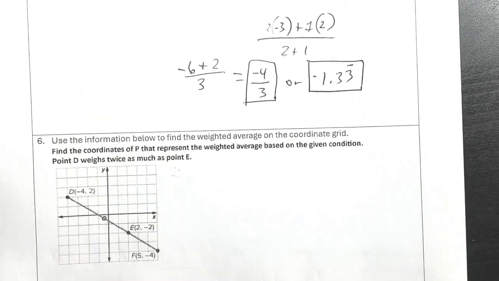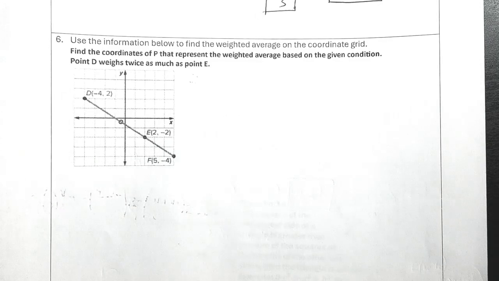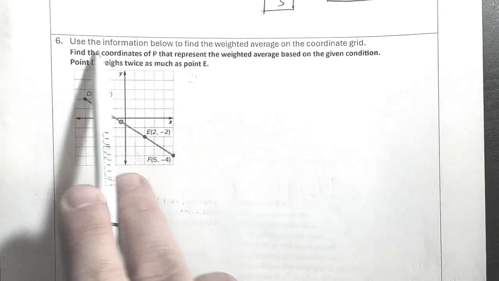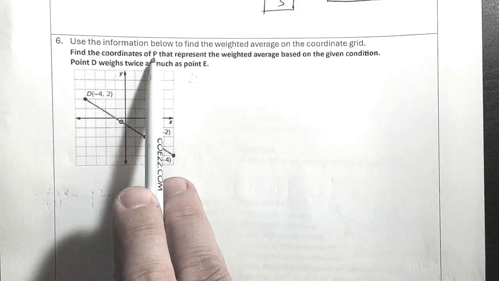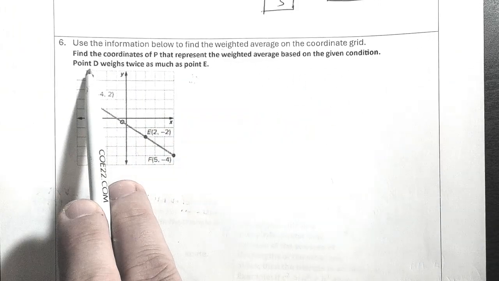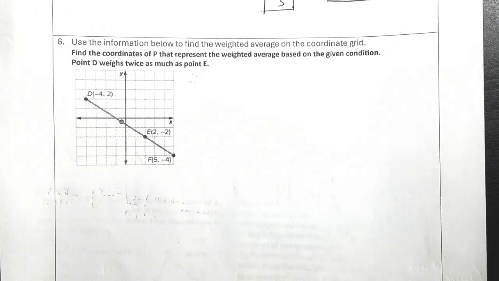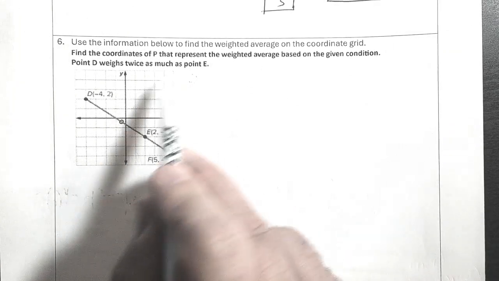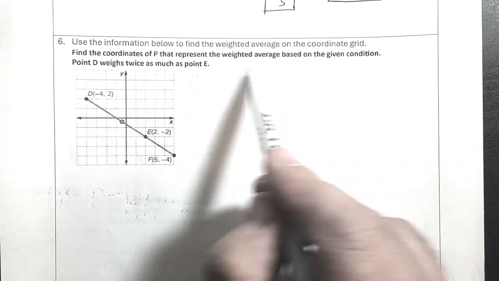All right. Number 6, and this will finish off the video and this station. Promise I'll go back and do the others. I'm just kind of doing what I can as I can. All right, down here, so use the information to find the weighted average on the coordinate grid. So find the coordinates of P that represent the weighted average based on the given condition. So point D weighs twice as much as point E. So we have an F here, but it doesn't matter because they're talking about D and E, and they want to put P based on the weighted average.